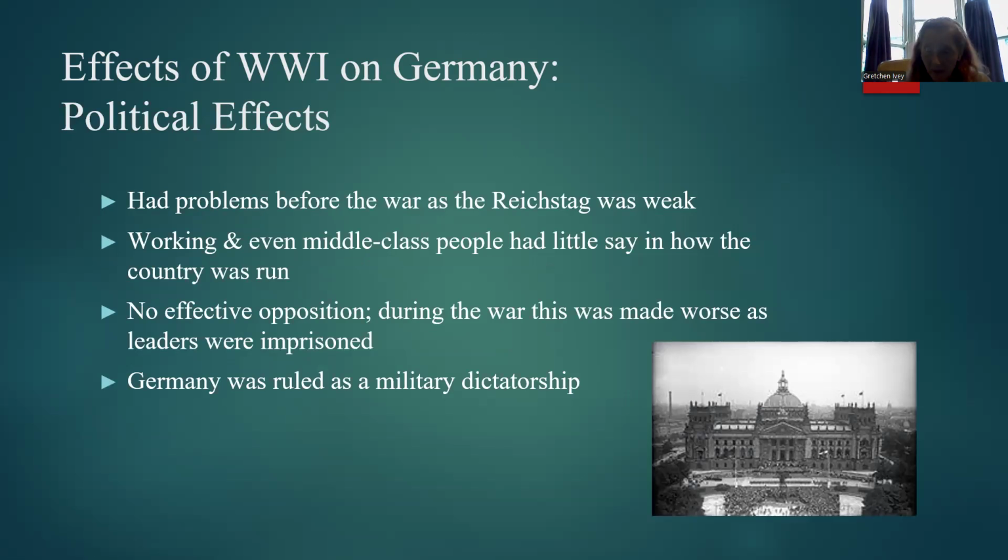There were also a lot of political effects on Germany due to World War I. So there were problems before the war, as the Reichstag was very weak. So the Kaiser could just do what he wanted. Working and even middle-class people had very little say in how the country was run. So it wasn't like today where everyone has a vote in parliament. There was no effective opposition during the war, and this made it worse as the leaders were imprisoned. So if you stood up to the Kaiser, you usually ended up in jail. And Germany was ruled as a military dictatorship.